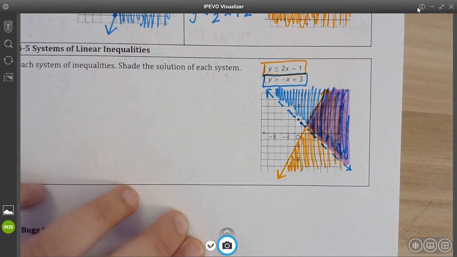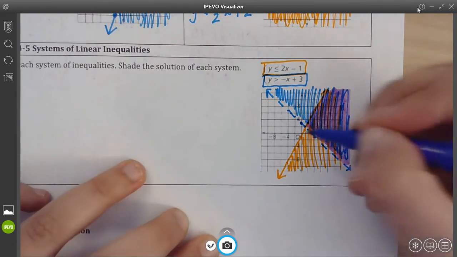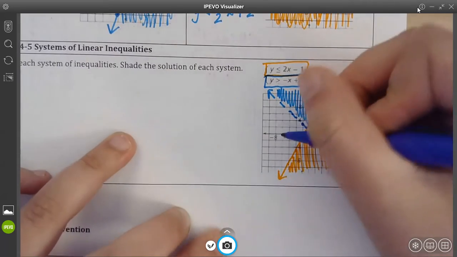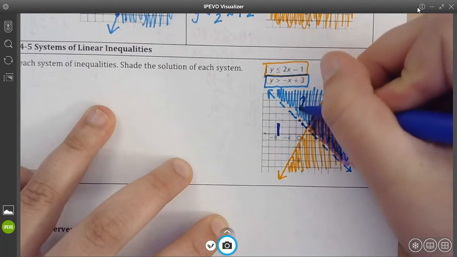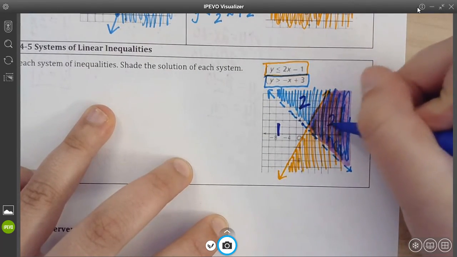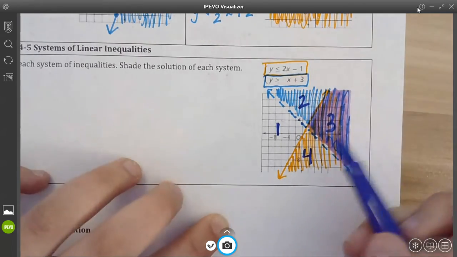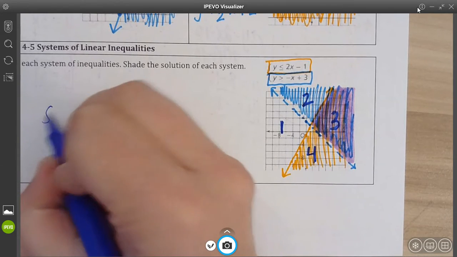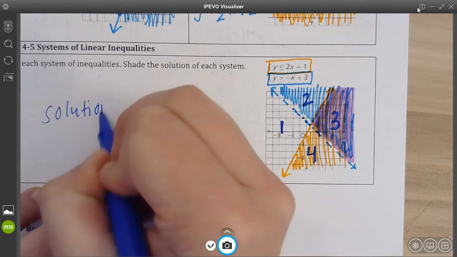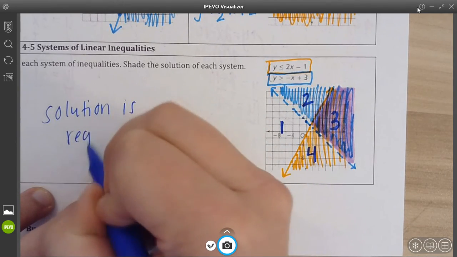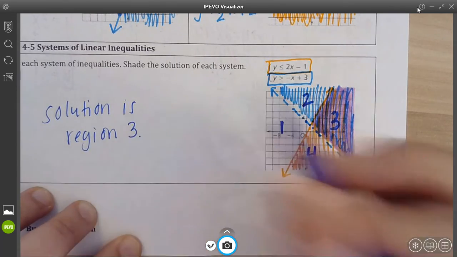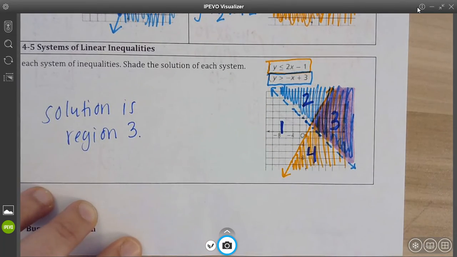This is the solution. Sometimes on tests like the ACT, you may see this written as regions 1, 2, 3, and 4. And we would say the solution is region 3, the overlapping region. And that's going to be the last example for today.